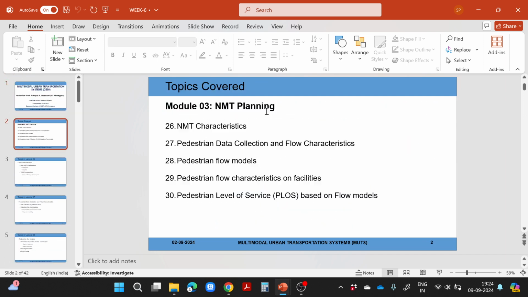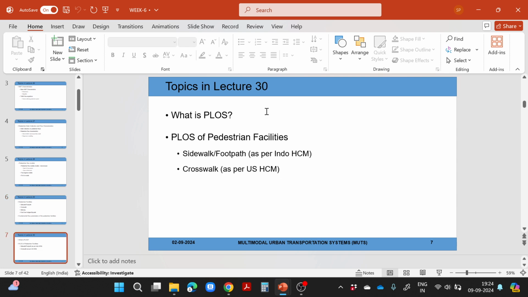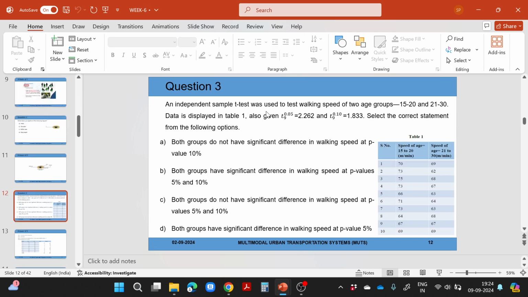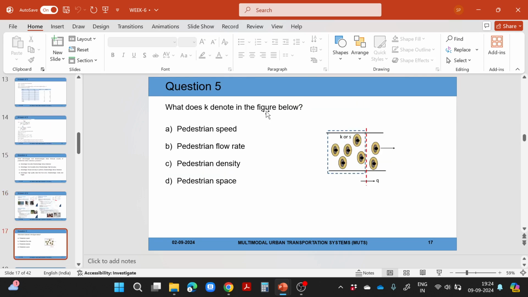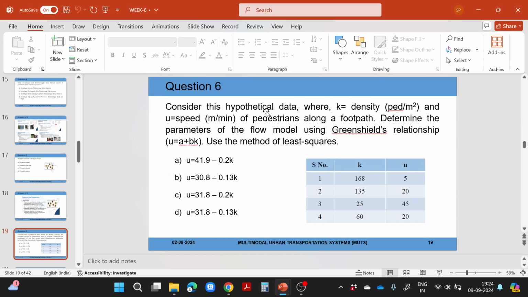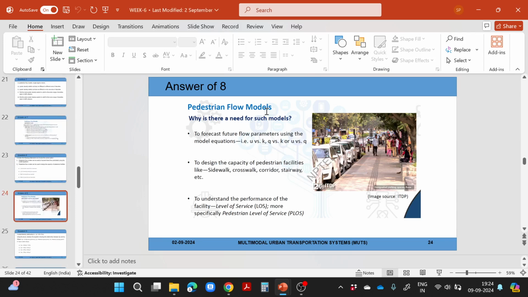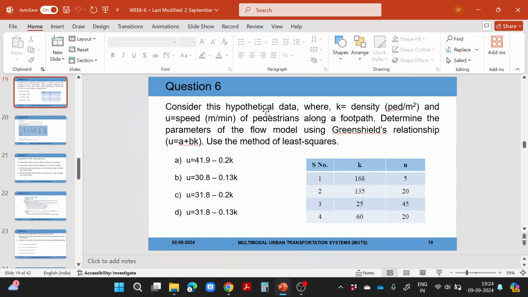We were discussing different NMT characteristics, and we just started pedestrian level of service. There we discussed the independent t-test and how to calculate it. Then we discussed different flow parameters, and then the different macroscopic and microscopic models were discussed. Okay, this one.